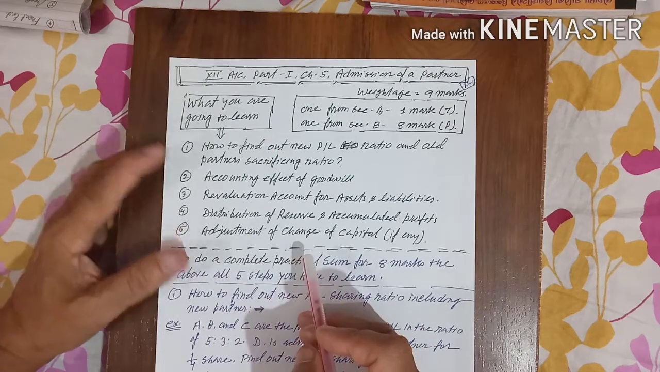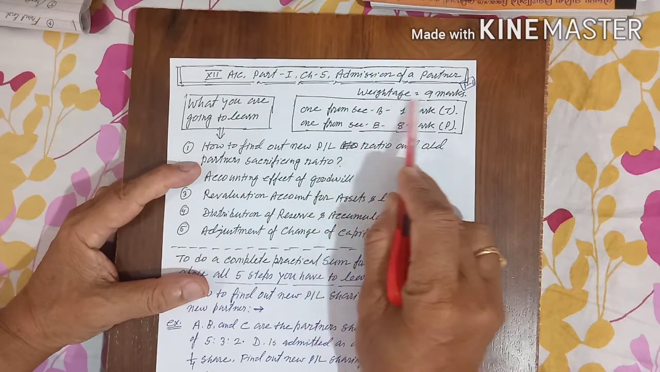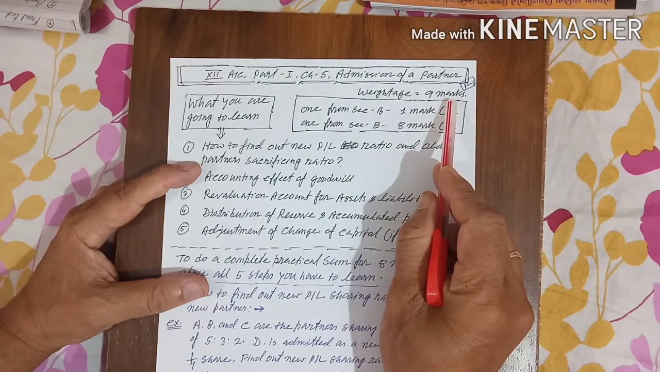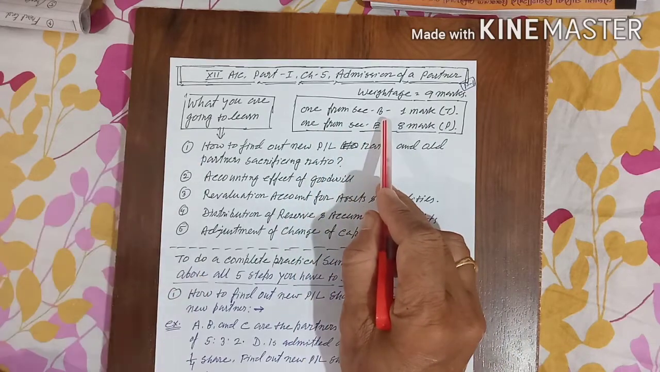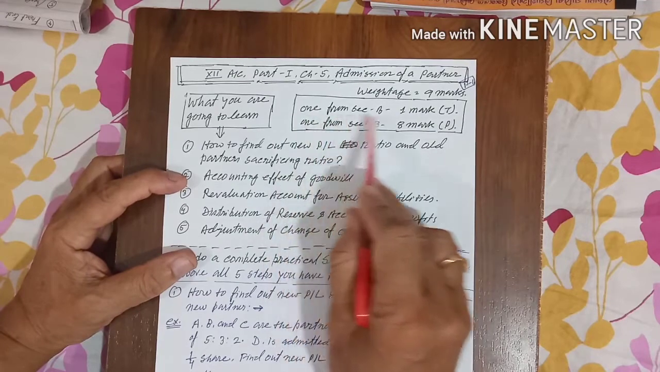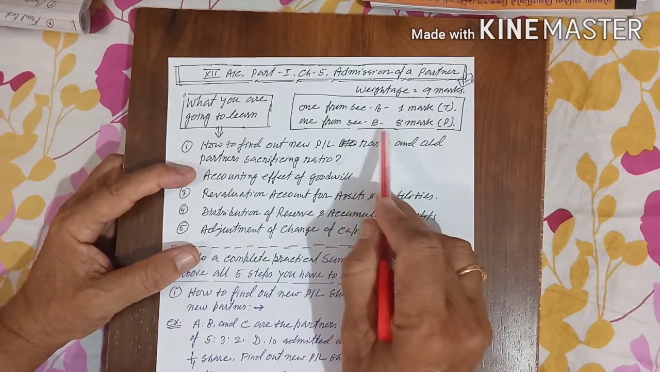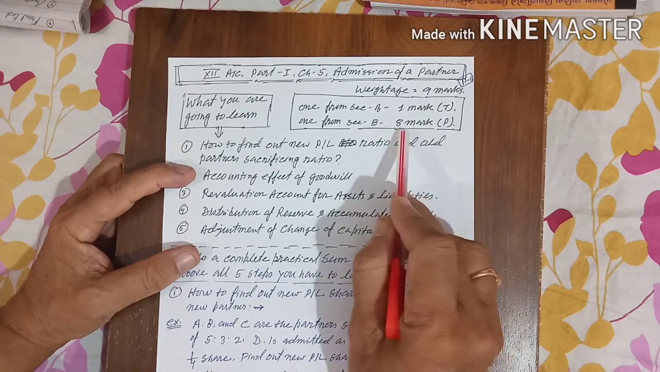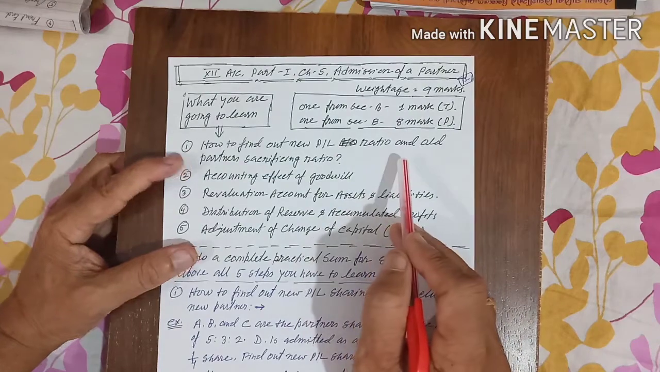Weightage of this chapter I already told you. Once again I want to tell you the weightage is a total of 9 marks according to your board. Out of the 9 marks, 1 mark will come from section B, that is one question from section B of 1 mark, and one question from section E, that is practical sums of 8 marks. 8 plus 1 is equal to a total of 9 marks.